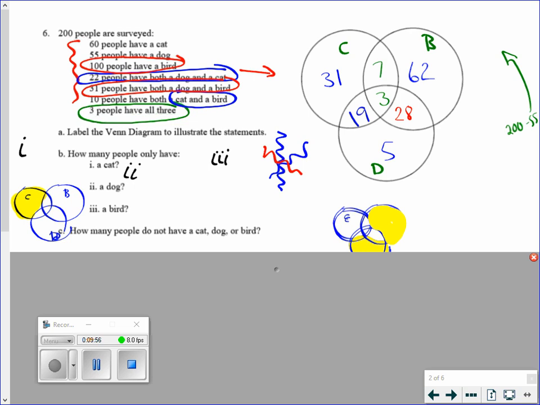All the other regions of the circle cat include people that have the bird or have a dog. Okay? Now, see if you can do that for the rest of them. This was one for the cat. See if you can do the other ones. Put me on pause and come back and check your work.